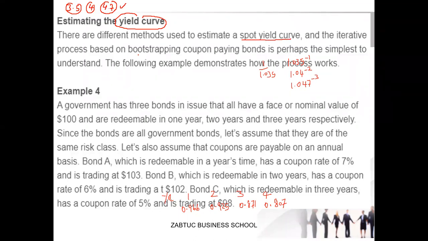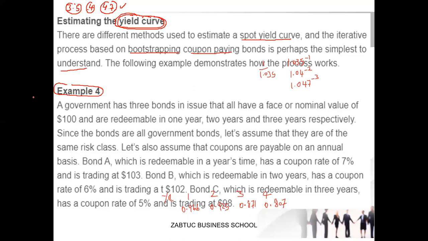And the iterative process based on bootstrapping coupon paying bonds is perhaps the simplest. And that's the one we're going to follow here. Okay. So this was what came, I think, in March. The students had to estimate or to work out a yield curve. These, the 3.5, 4, 4.7, you need to work them out yourself. So how do you work them out?